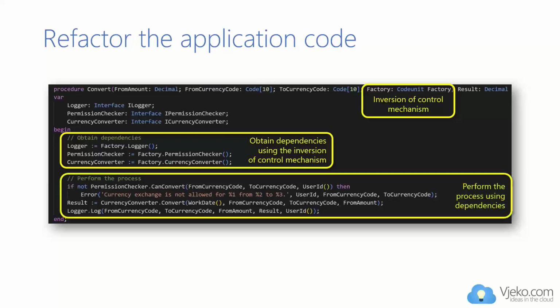And my performance of the process is exactly the same as it was. I first test the permission to see if I'm allowed to perform the task. If I'm not, I will throw the exact same error. Then I will perform the conversion, and then I will log the conversion, except I'm doing it with whichever dependencies have been passed into me, rather than by directly declaring which codeunits or which specific behaviors to use.